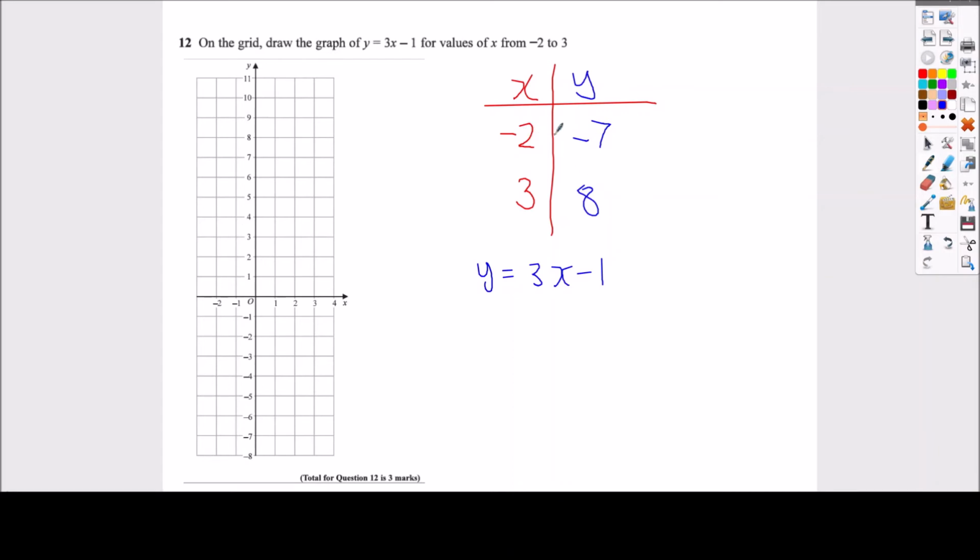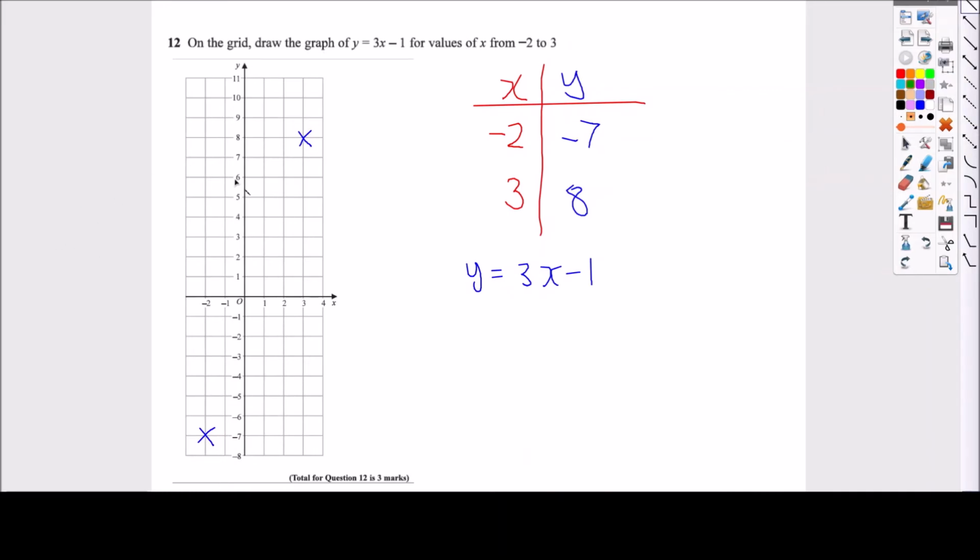So plot the coordinate -2, -7. So that's 2 to the left, 7 down. Then the coordinate 3, 8. So that's 3 to the right and 8 up. And then just simply get a ruler and join these 2 points together.